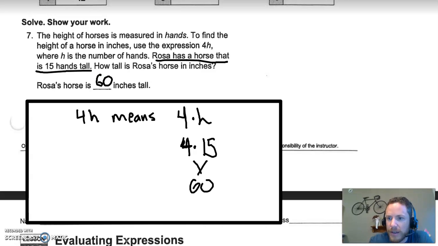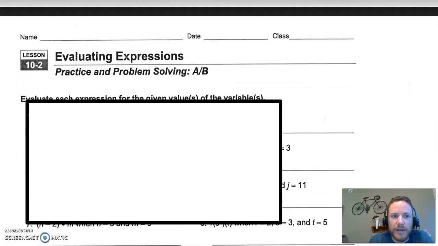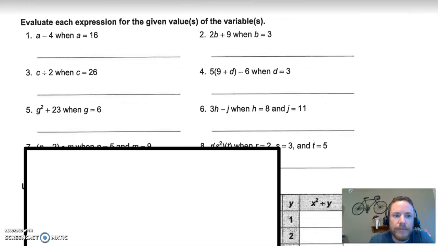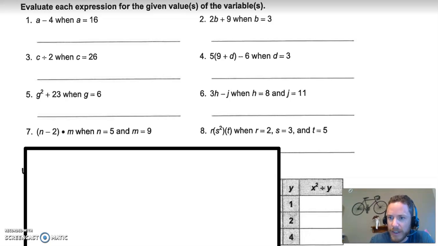Alright, let's check out the backside. Now, these videos have a limit of 15 minutes, so I'm going to get as far as I can, and if we have to rush through the last couple problems, we will. The directions read, evaluate each expression for the given values of the variables. Sometimes there's more than one variable. That's okay. Some of these are just simple single-step problems. For example, number 1 says a minus 4 when a equals 16. You can simply, without showing much work here, replace the a with the 16 and do 16 minus 4. 16 minus 4 is 12.